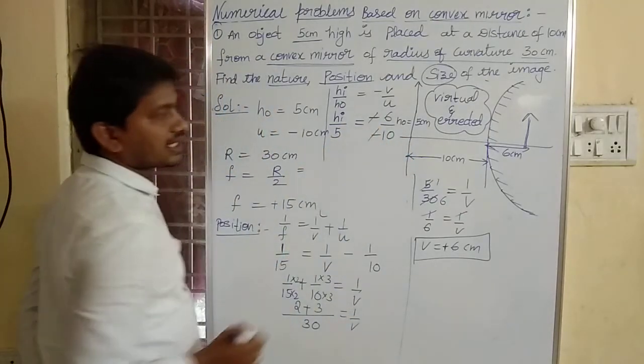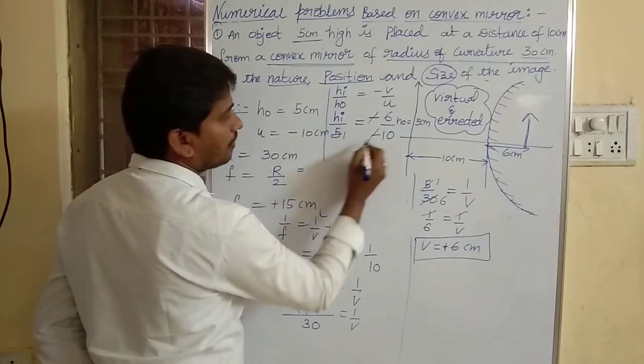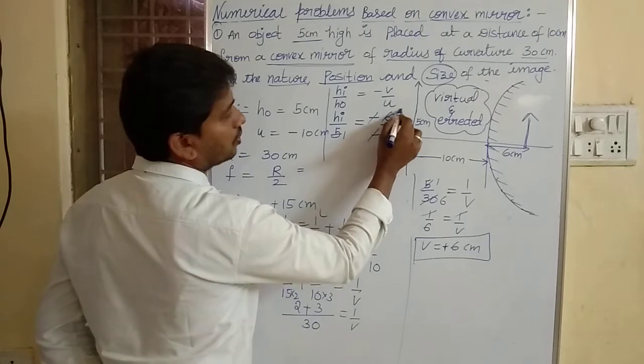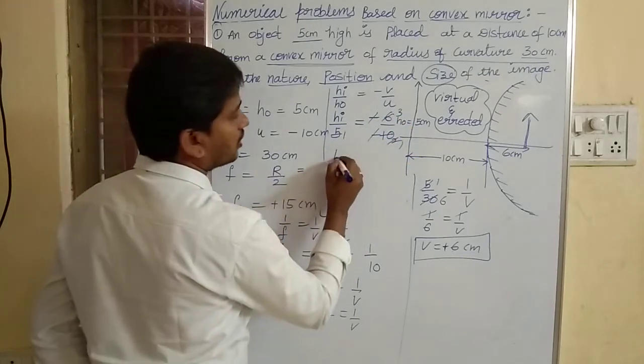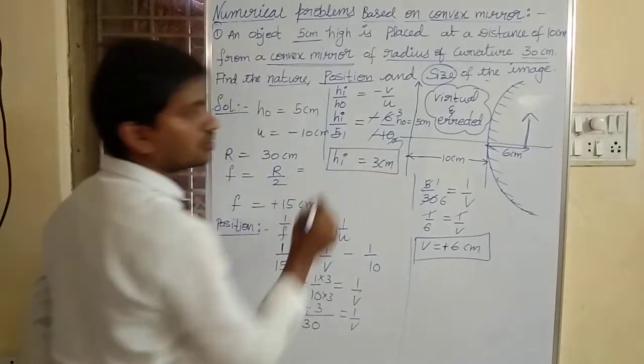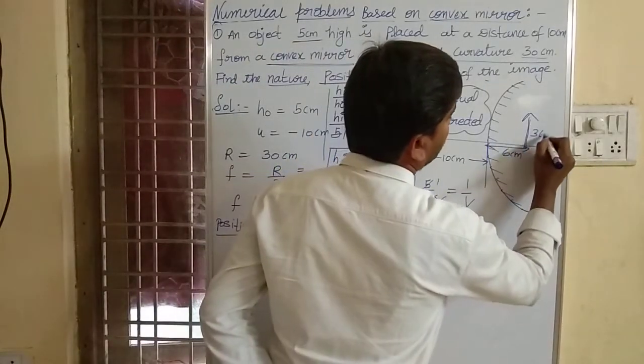So minus minus gets cancelled. I can cancel 5 by 5, 5 1s are 5, 5 2s are 10, 2 by 2, 2 1s are 2, 2 3s are 6. So hi is equal to how many centimeters? Which is equal to 3 centimeters. So the height of the image is 3 centimeters.